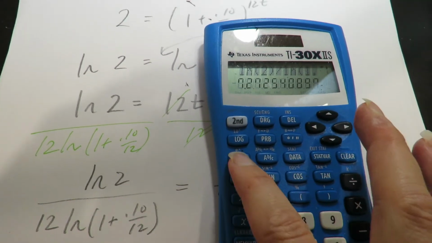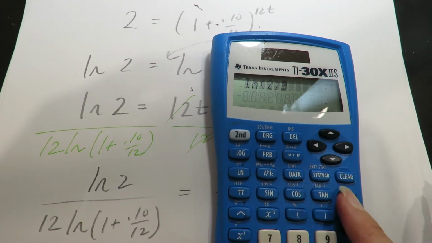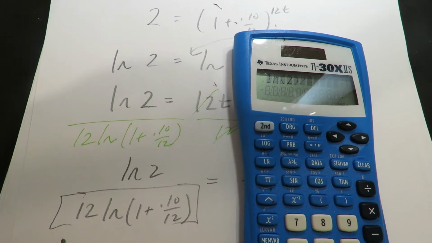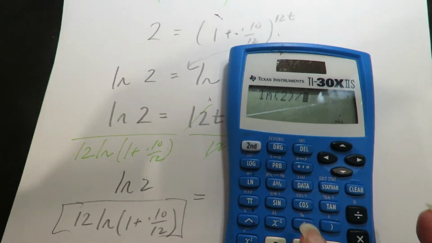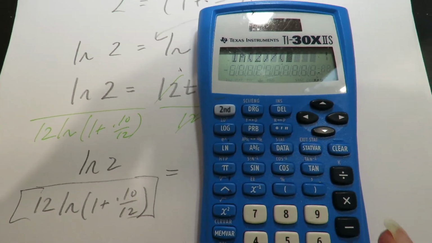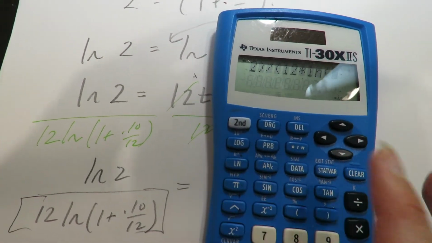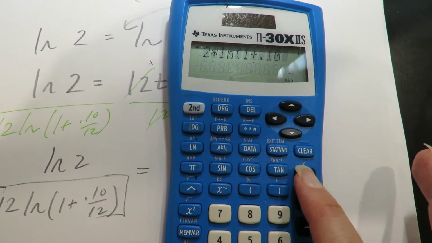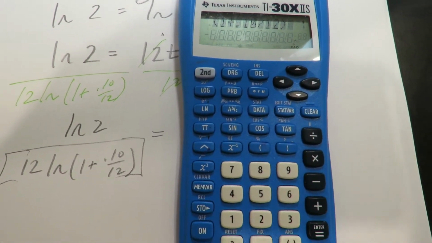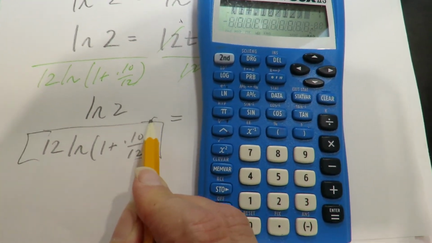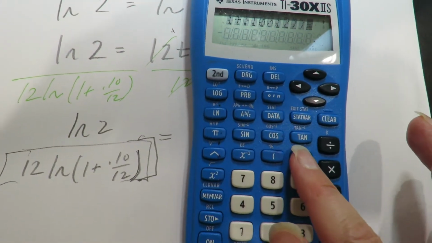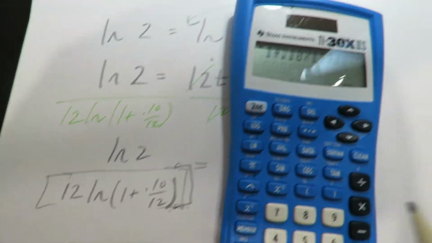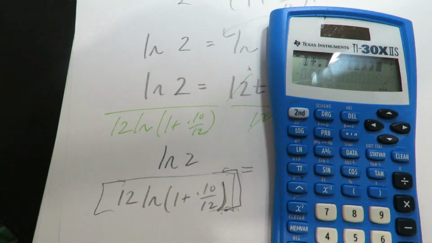Okay, so what you want to do is ln of 2. Then when you hit the division key, you actually want to put a bracket, because this whole thing's the denominator. So I'm going to put a bracket now, and I'm going to do 12 times ln of 1 plus 0.10 divided by 12. The first bracket I hit now is closing this. The next bracket I hit is closing this. So there's two brackets on the end. I'm closing the log, and then I'm closing the bottom, and then I'm going to hit equal.